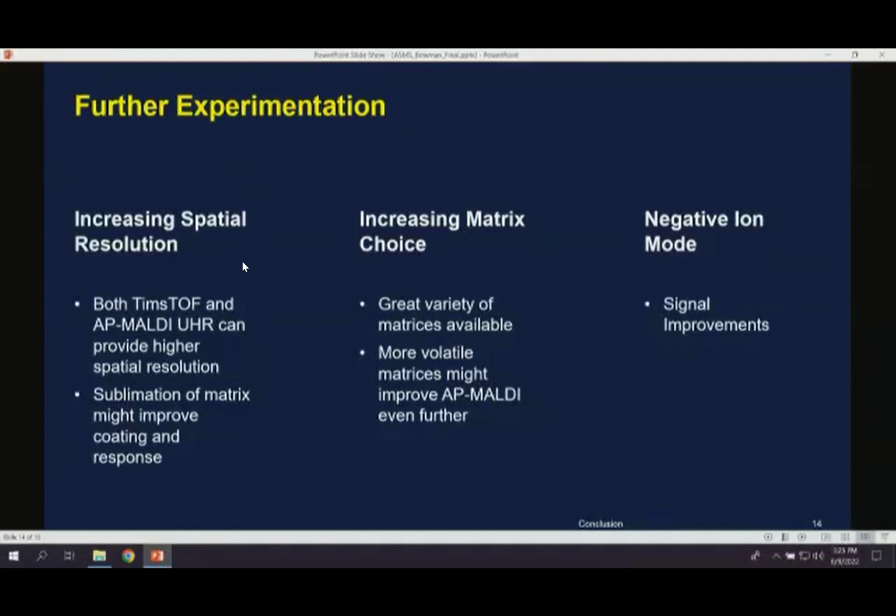I'd also like to increase the matrix choice that we're using here. There are a wide variety of matrices available, and I basically only use things that are DHB or DHB derivatives, and the inclusion of perhaps more volatile matrices can improve the limit of detection for AP-MALDI even greater over our other platforms. And I also need to run everything in negative ion mode because all the data I've shown you thus far has been in positive ion mode.